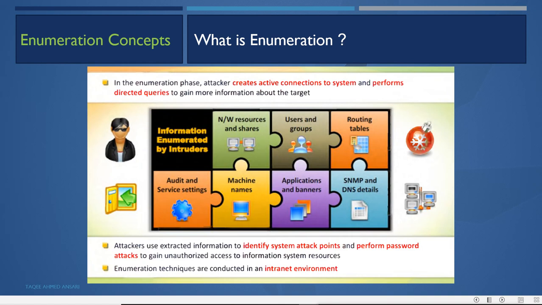The information enumerated by intruders is network resources and shares. What are the network resources we have, what are the shares they have. Try to find out the users and group information, the routing tables, audit and service settings, machine names, applications and banners, and also SNMP and DNS details. Attackers use the extracted information to identify system attack points and perform password attacks to gain unauthorized access to information and system resources.